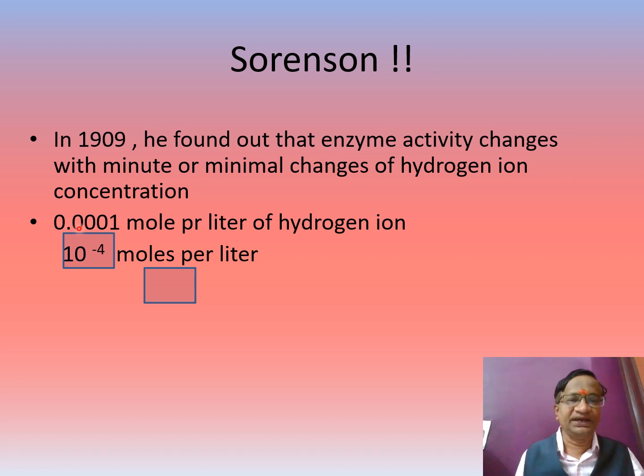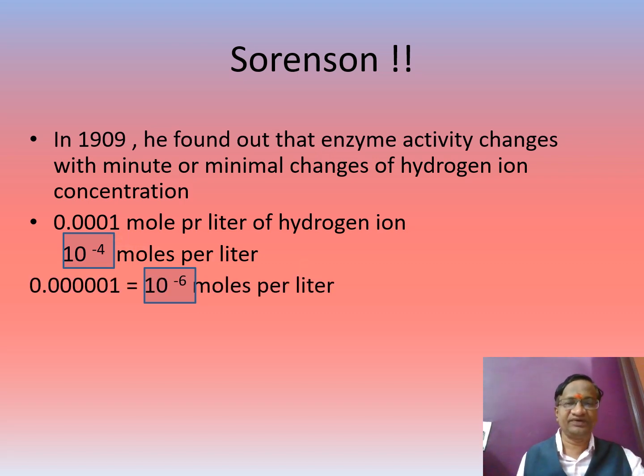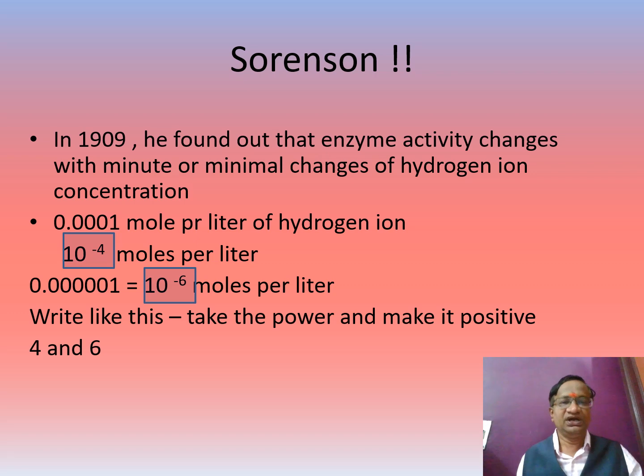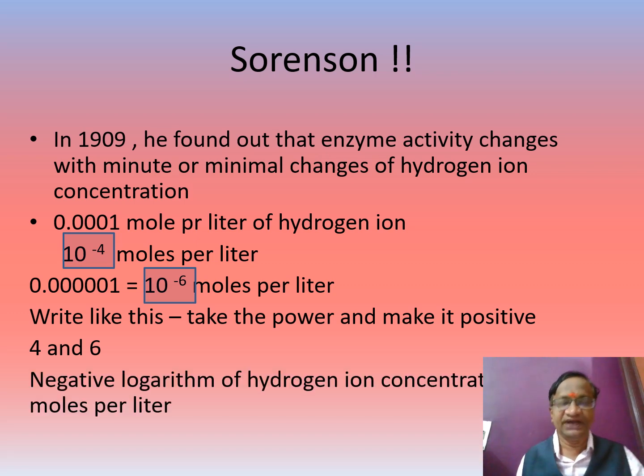Now take 0.001 mole per liter of hydrogen ion. How to write this? 10 to the power of minus 4, or something like 10 to the power of minus 6. Write it like this, take the power and make it positive, 4. The negative logarithm of hydrogen ion concentration is what is called the pH.